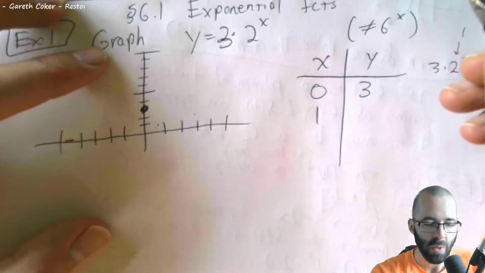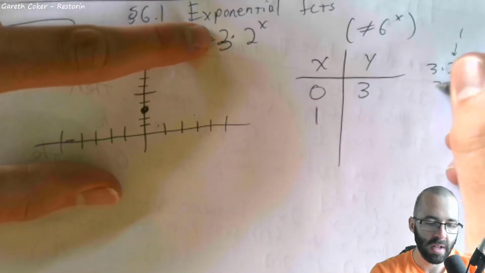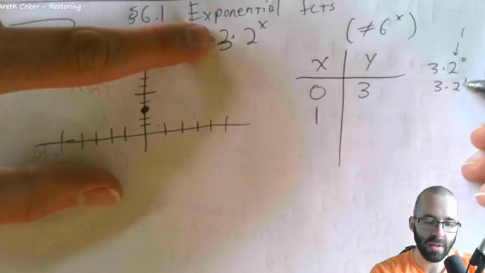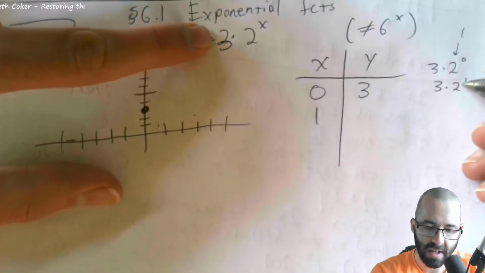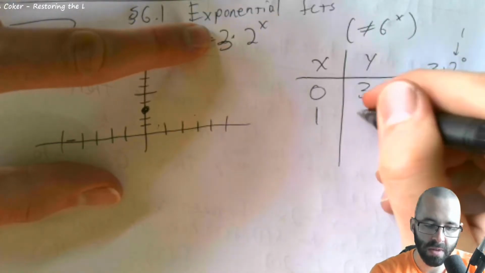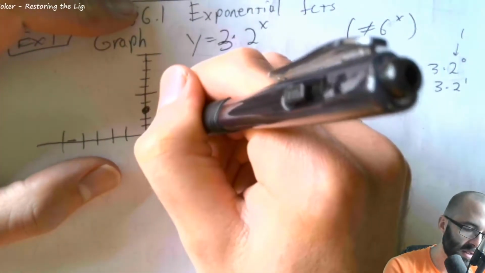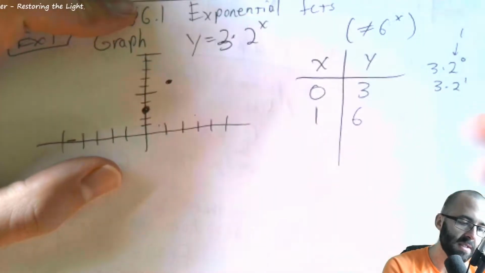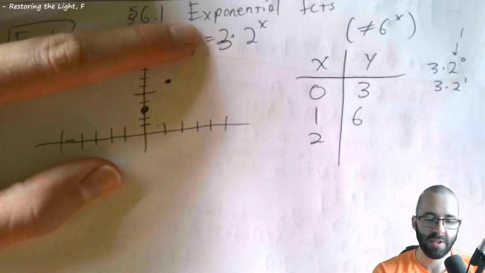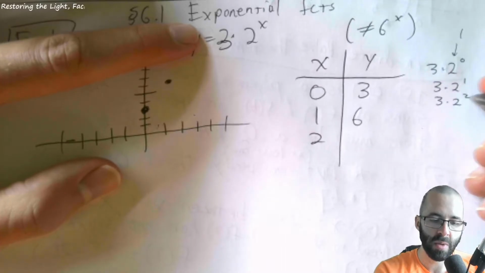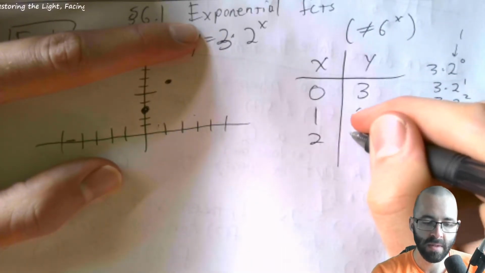All right, when x is equal to 1, what do we have? We have 3 times 2 to the first power. Anything to the first power is just itself. So this is just 3 times 2, which is 6. So we have the point (1, 6). And if we have 2, we're going to get 3 times 2 squared. That's 3 times 4, which is 12. It doesn't really fit on the graph, but if it did, it'd be right there.